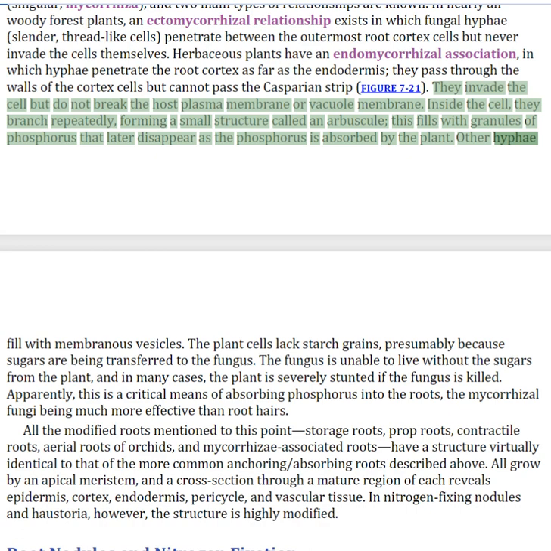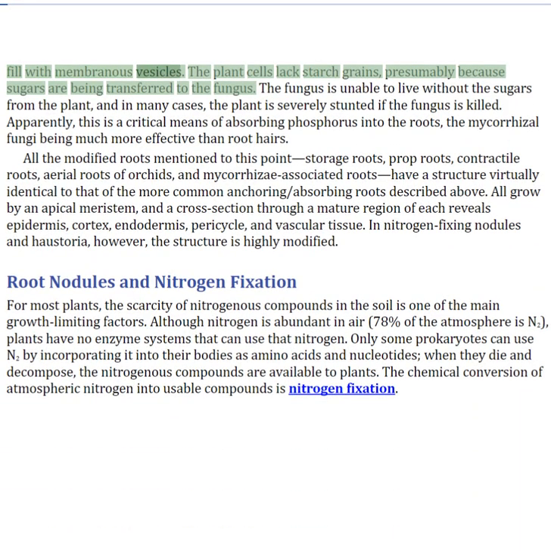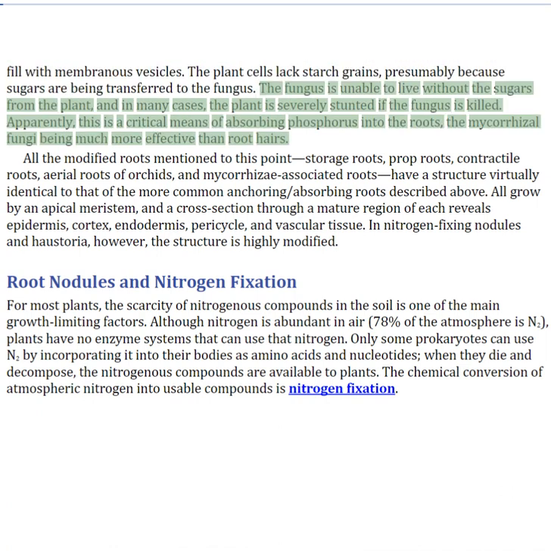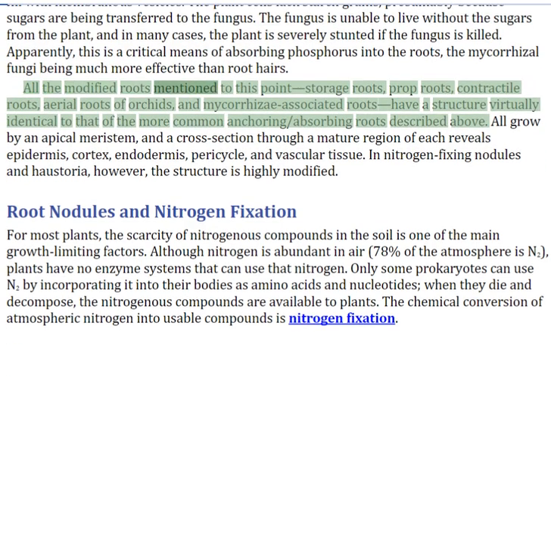Other hyphae fill with membranous vesicles. The plant cells lack starch grains, presumably because sugars are being transferred to the fungus. The fungus is unable to live without the sugars from the plant, and in many cases, the plant is severely stunted if the fungus is killed. Apparently, this is a critical means of absorbing phosphorus into the roots, the mycorrhizal fungi being much more effective than root hairs.